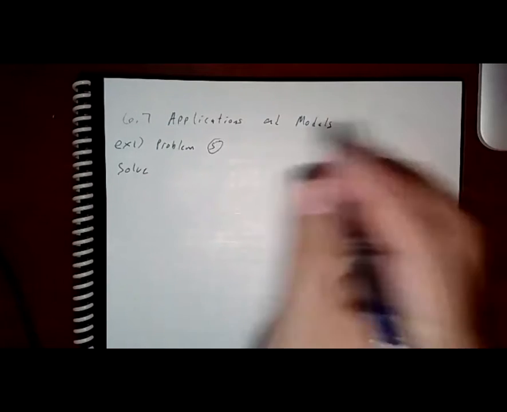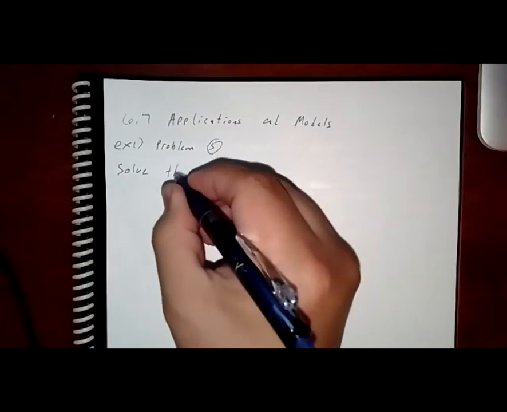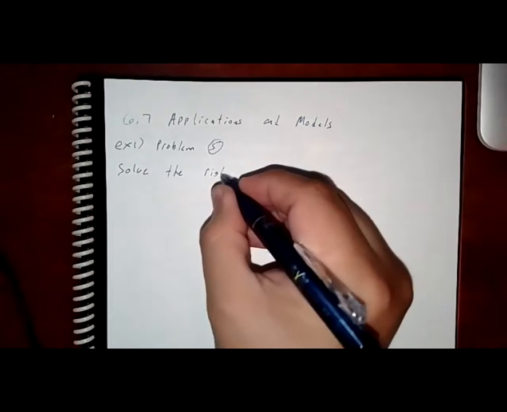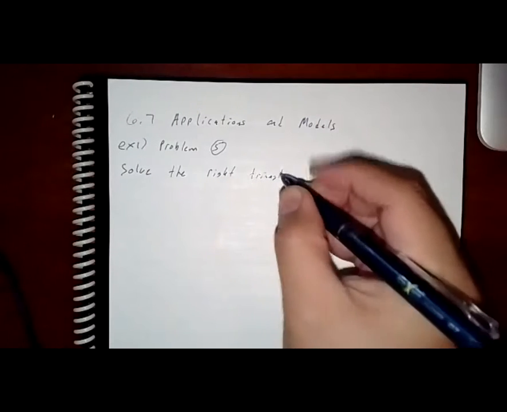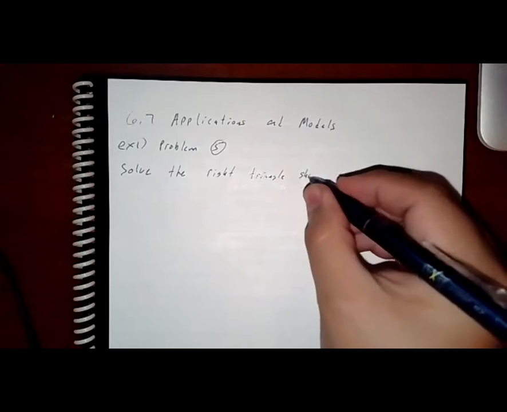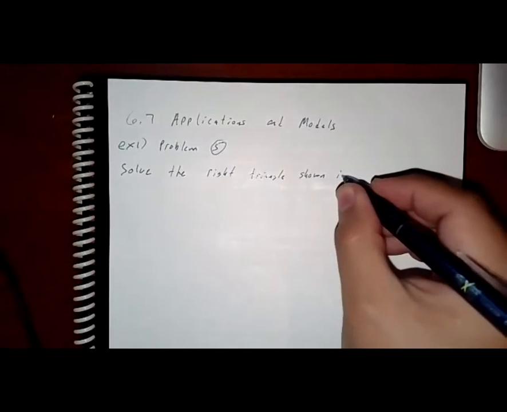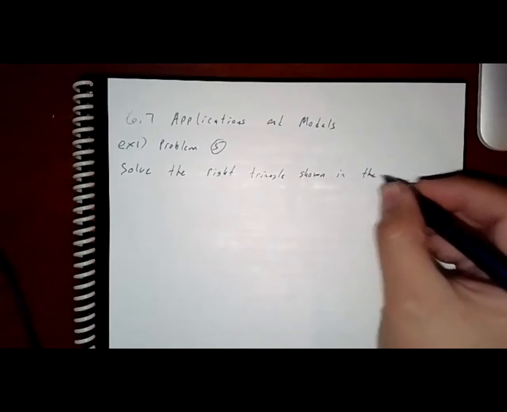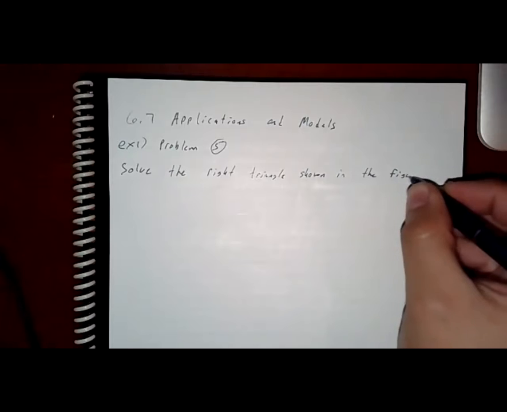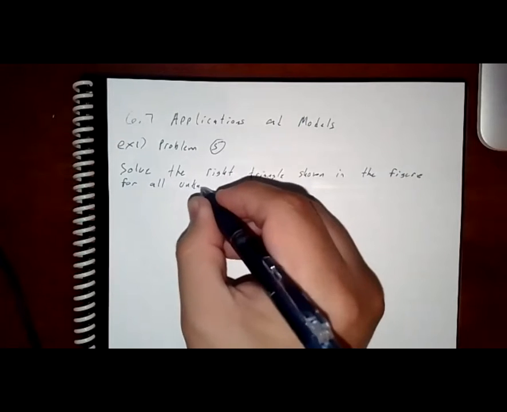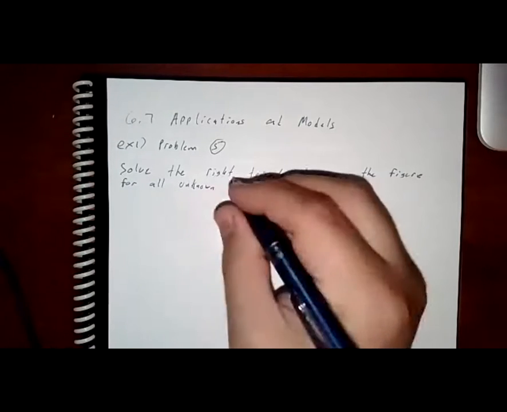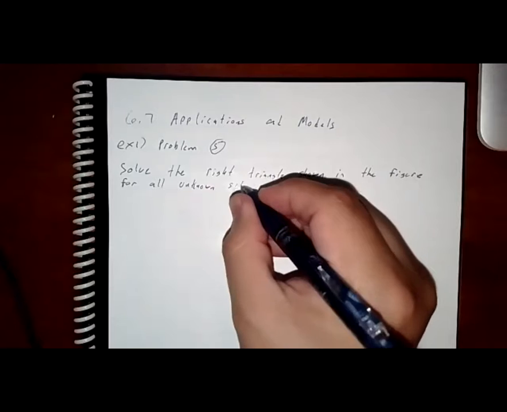All right, so solve the right triangle shown in the figure for all unknown sides and angles.